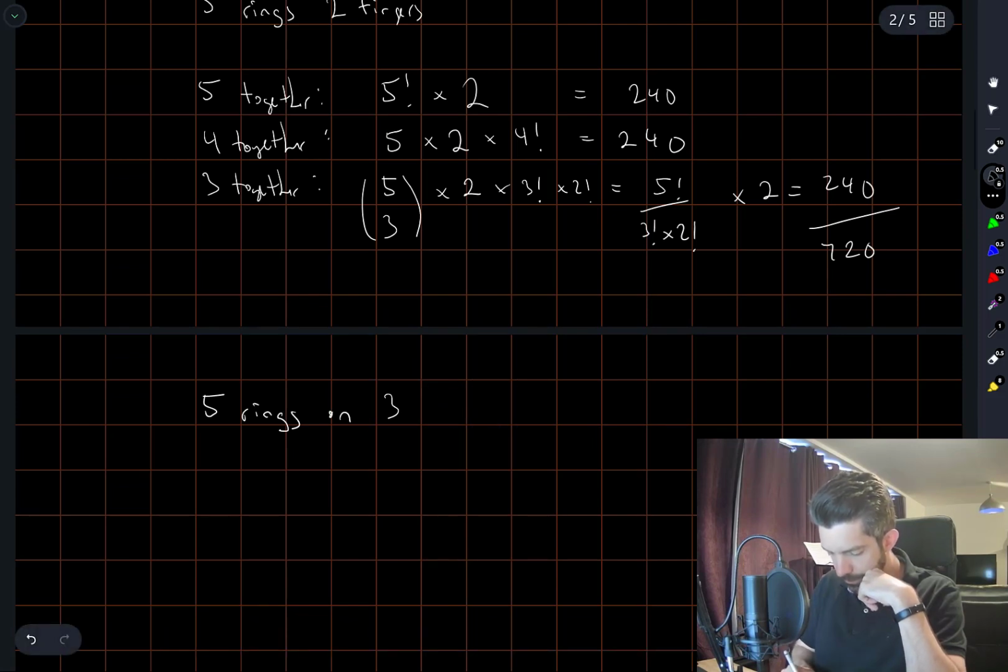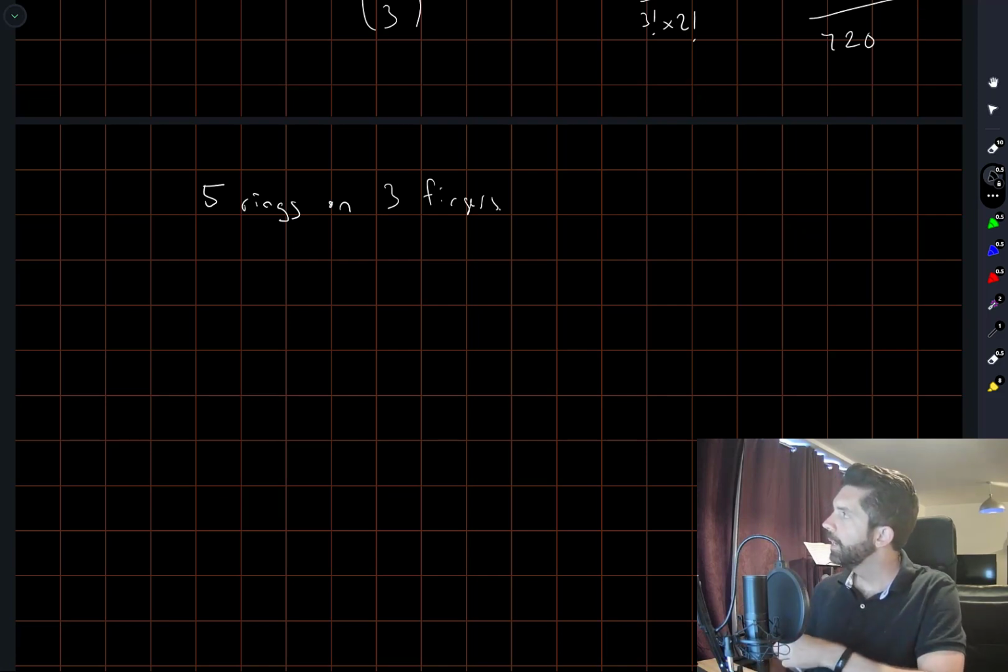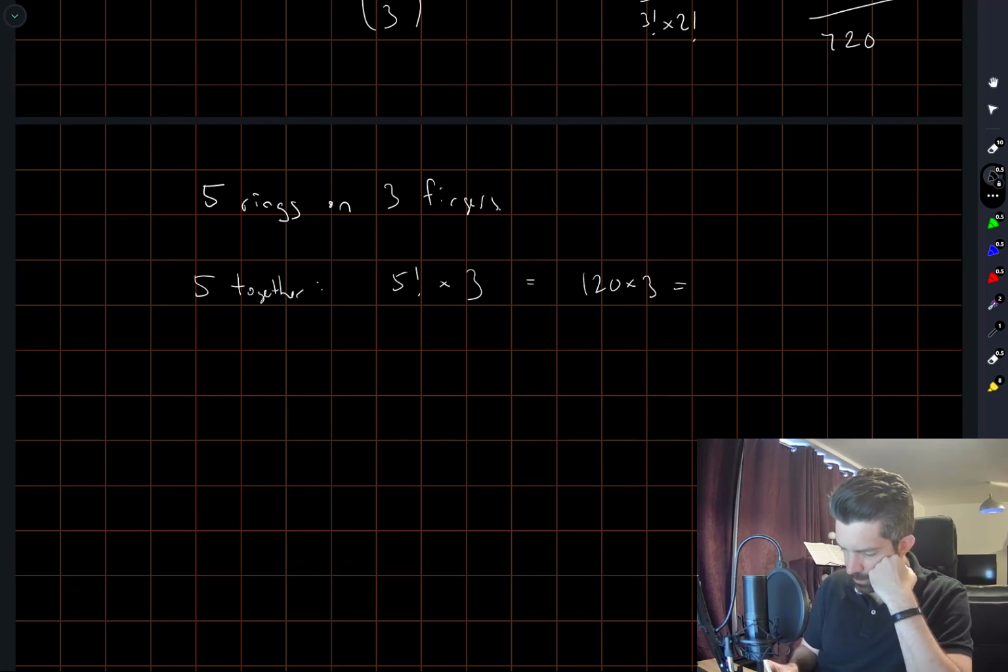Let's try 5 rings on 3 fingers. And it's a bit more complicated now because 5 rings, so when we have 3 fingers, the rings can be divided into 3 groups. So it's not going to be simple like 5 choose n. It's how do you make multiple groups from a collection of items? Okay, well again, let's just try and figure it out as we go. We'll have 5 factorial times 3. So 120 times 3 is 360.